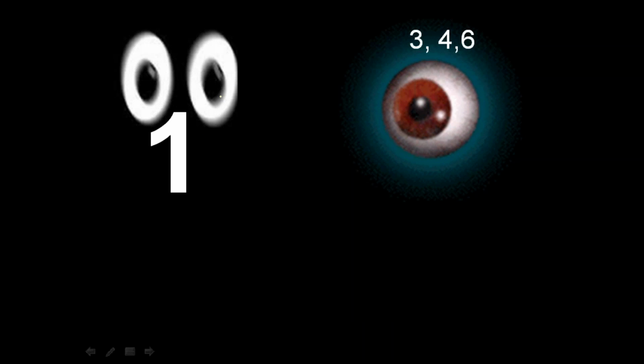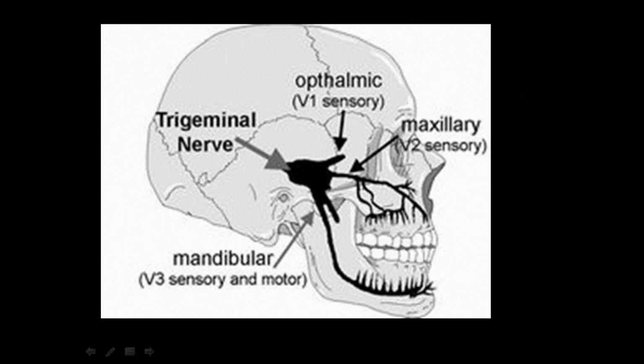Number 5, we have 1, 2, 3, 4, 6. Where is number 5? 5 is here. Is that trigeminal? Trigeminal has three branches that go towards the face: the ophthalmic, the maxillary, and the mandibular. All of these produce the sensitivity of the face. So you close your eyes, pass your finger on any part of your face. What you feel is being detected by cranial nerve number 5.